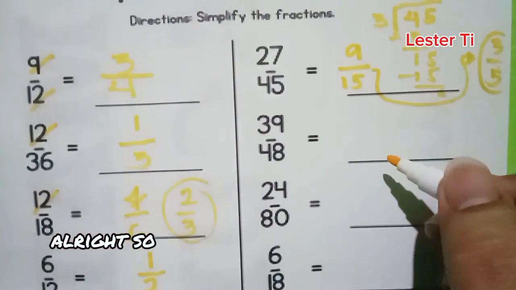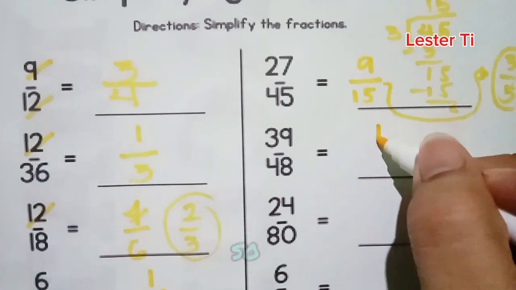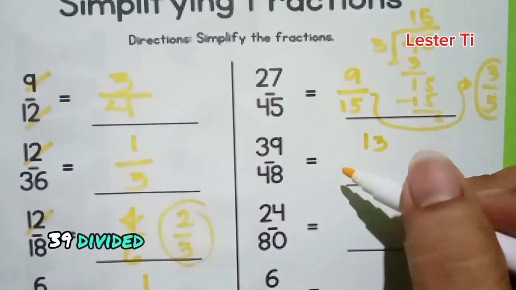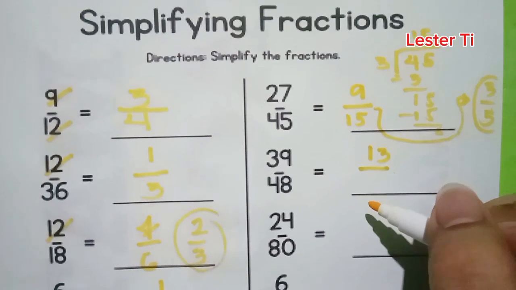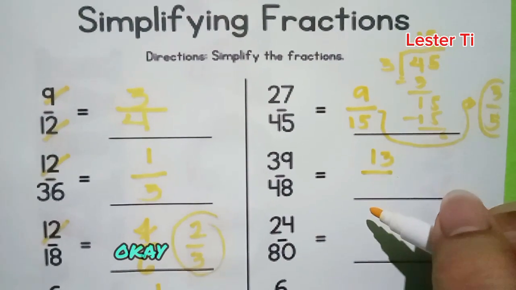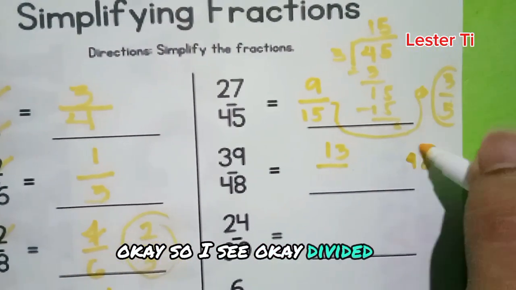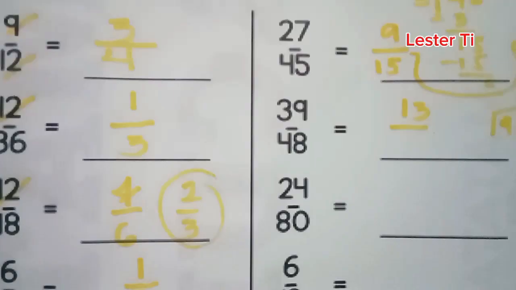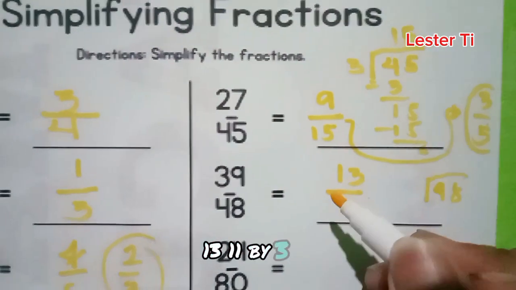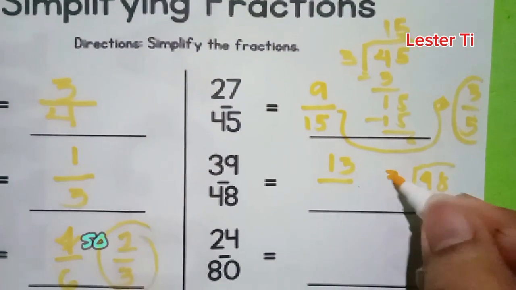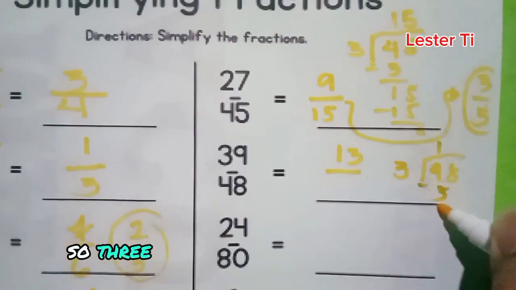Alright, so next we have 39 and 48. So it will be divided by 3. So 39 divided by 3 is 13, all over 48 divided by 3. Let's see, 48 divided by 3. 3 is the divisor, 4 divided by 3 is 1, and 4 minus 3 is 1.